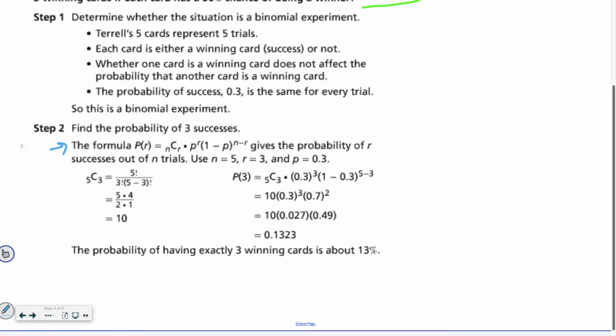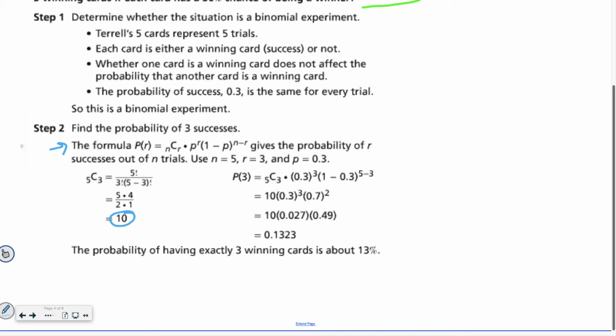That's a lot of variables. Let's talk through what that looks like. It gives the probability of r successes out of n trials. First of all, we've been doing this. This was yesterday's lesson in 12.3. We practiced combinations. So if I have 5 cards and I choose 3, how many options is that? That's 10 options, okay? So I already have that first number, so I would replace this with 10.